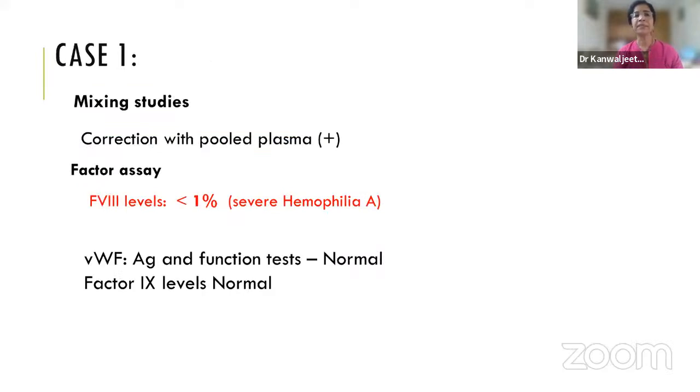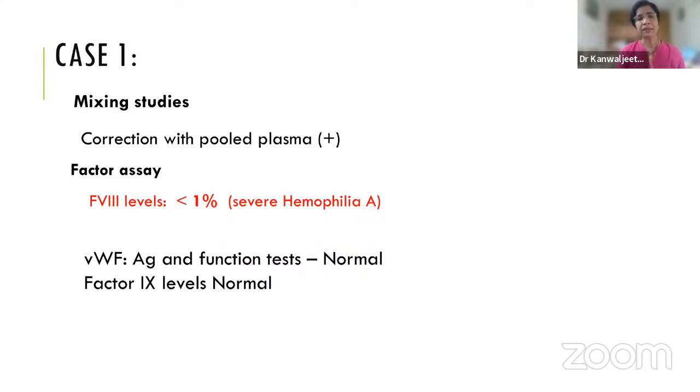In our case, the mixing study showed correction with the pooled plasma. Since it was corrected, the inhibitor was not the diagnosis, deficiency was the diagnosis. And this was followed by factor assay because we wanted to know how much the factor level was, which will help us in determining the severity. And this severity also helps us in determining what kind of prophylaxis we will give, whether the patient will need prophylactic factor replacement or not. So it's important to know.